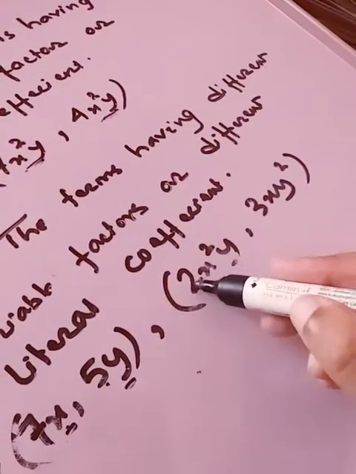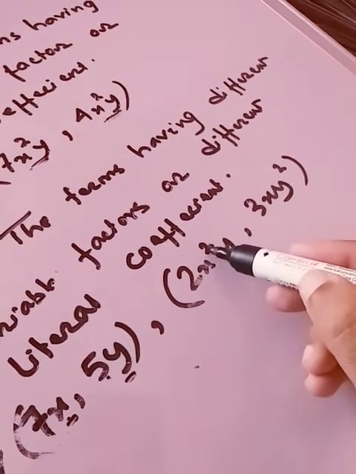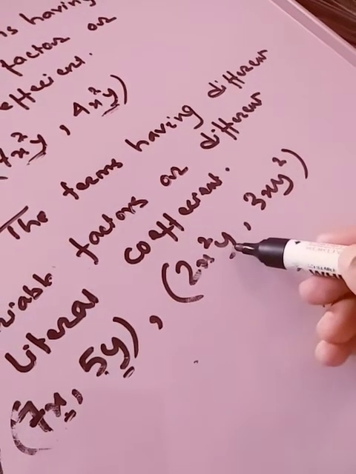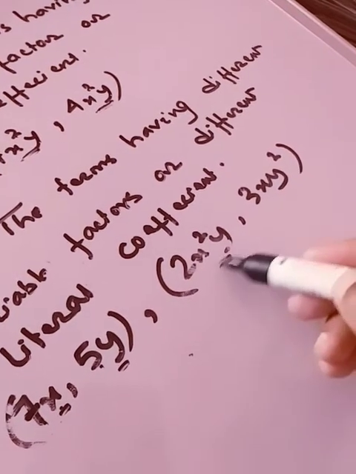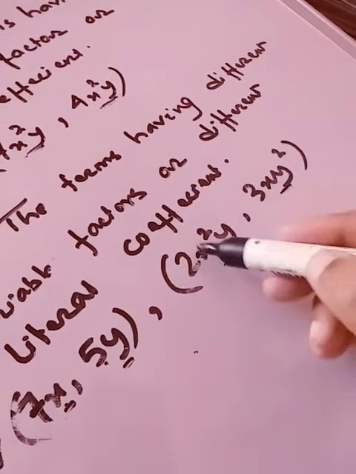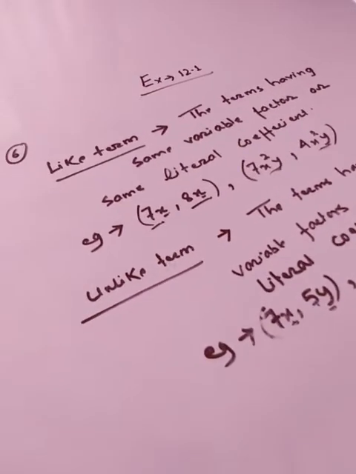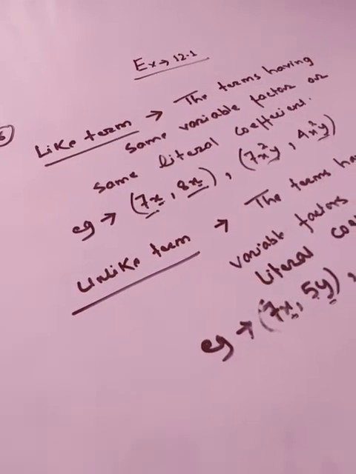Similarly, 2x square y and 3xy square. So out here, how many x? 2. But in this case, how many x? 1. In this case, how many y? 1. In this case, how many y are there? 2. So these two variables are not matching, so they are unlike terms. Okay, now we'll understand sum number 1 of question number 6. You have to just say whether they are like term or unlike term.